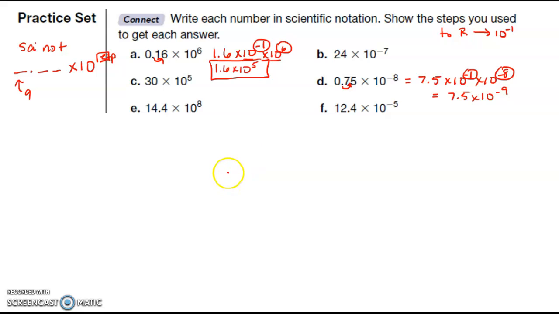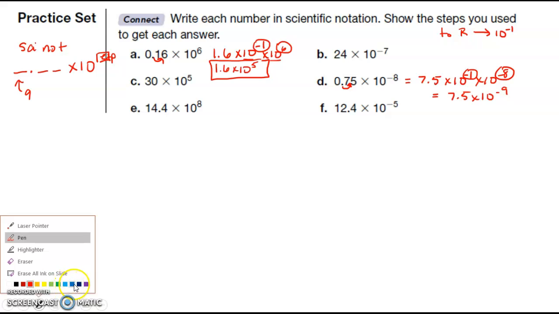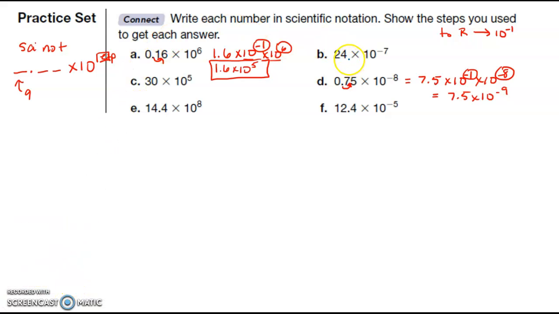Okay. The other ones, actually literally all of the other ones go the other way. And let me show you what I mean by that. So for B, we have too many numbers here. It should just go behind the very first non-zero number. So this should be 2.4. And I had to move it 1 to the left. So to the left, which is this way, it's times 10 to the 1. So I have times 10 to the 1 times 10 to the negative 7. I add the negative 7 and the 1, and I get 2.4 times 10 to the negative 6.